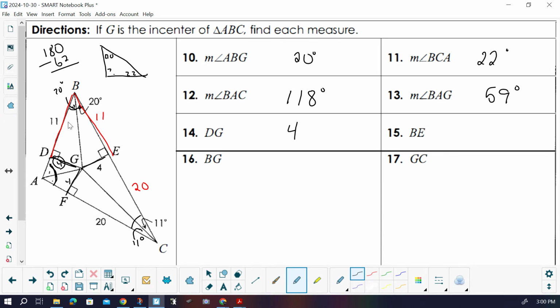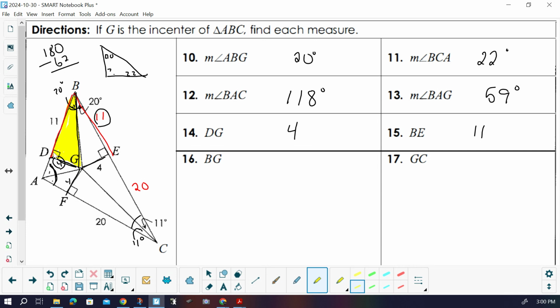And BE, where's B? There's B. BE, ooh, 11. Now you have a clue that these are going to be a little bit more difficult because I gave you more space to work them out. So let's see what they look like. BG. BG, that's this line right here. I don't have that, so I'm going to have to use a right triangle. So let me fill in this right triangle here. This is the triangle I'm going to look at right here.